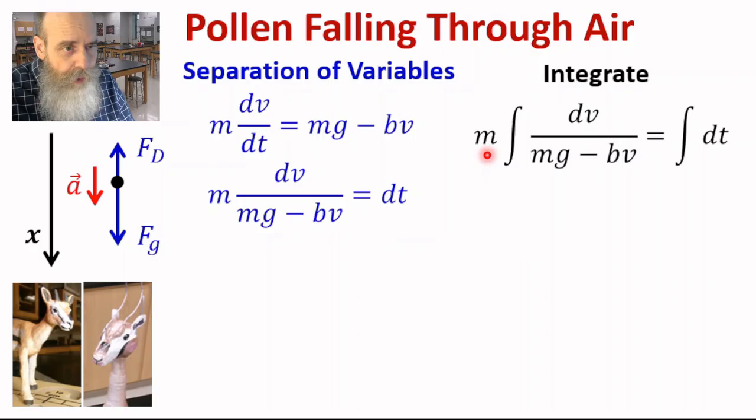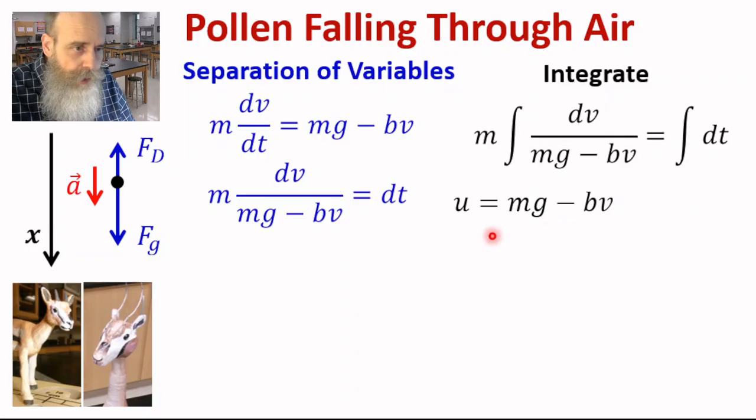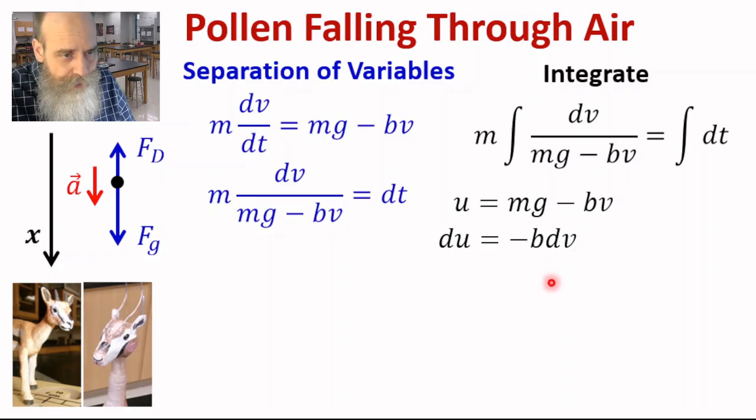I took the m outside of the integral since it is a constant. To solve this integral, well, the integral on the right is easy. It's just t. The integral on the left is a little bit more difficult. What we can do is a u substitution. Let's say u equals mg minus bv. Then we'll take the du. Since mg is a constant, du equals negative b dv.